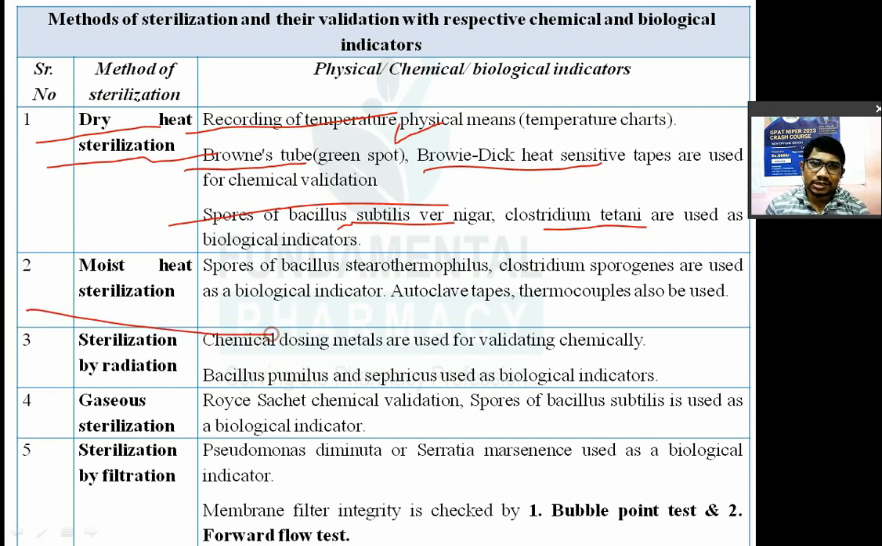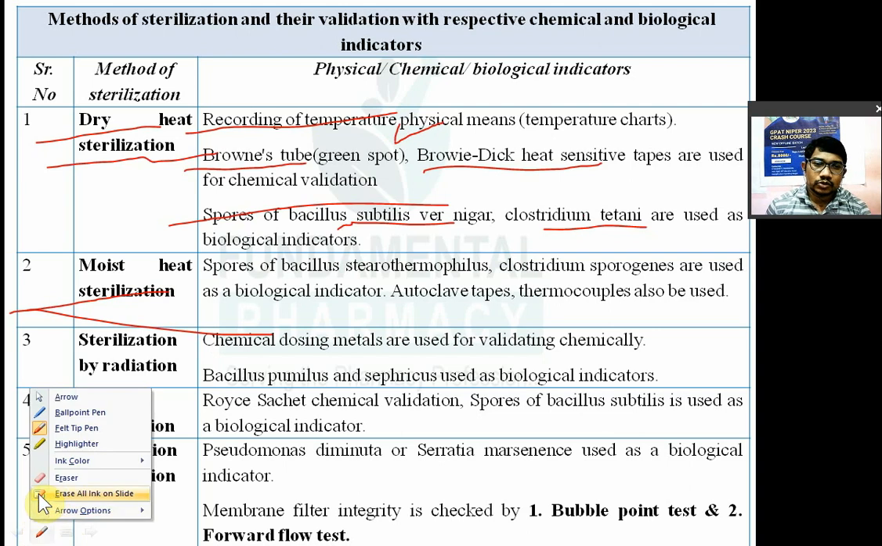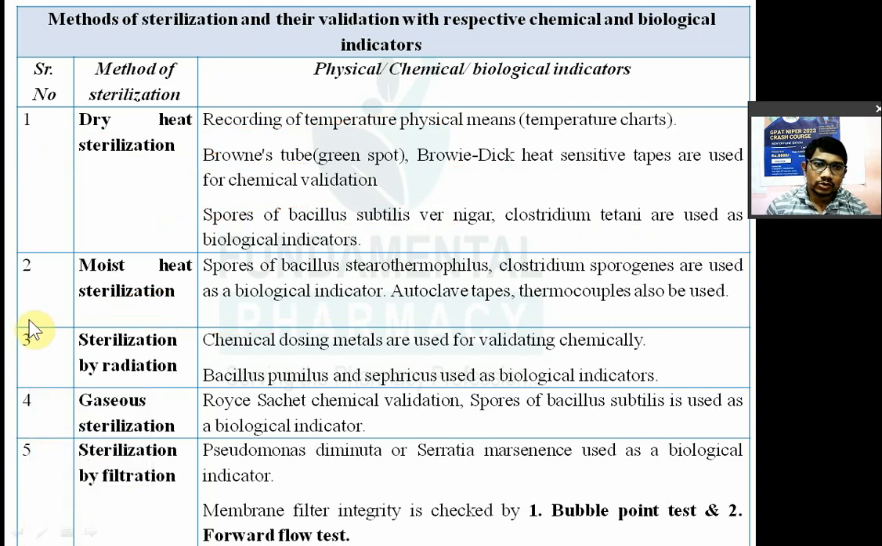Second is nothing but moist sterilization, क्योंकि क्या है, फास्ट लेना पड़ेगा, नहीं तो फिर सिलेबस कंप्लीट नहीं होगा। सो डेली अभी चालू रहेगा लेक्चर डेली। So moist sterilization. What are the indicators for moist sterilization? So biological indicator is nothing but the spores of Bacillus stearothermophilus, then Clostridium sporogenes. These are used as a biological indicator. And then physical indicator is nothing but the autoclave tapes, thermocouples, they are used as a physical indicator.